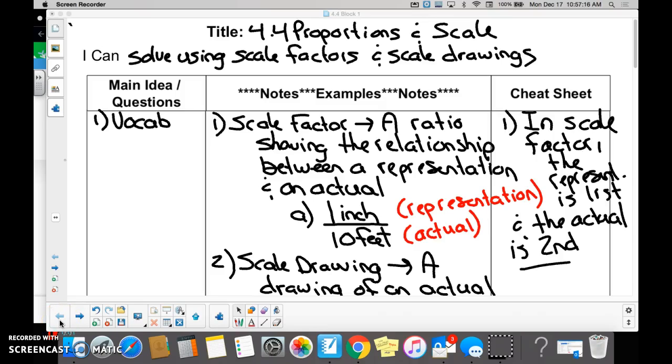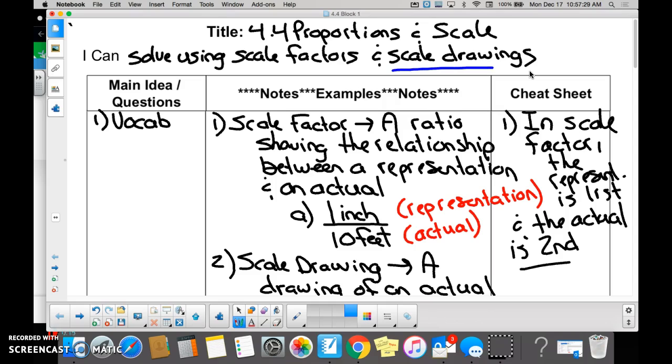Put full proportions in scale? I can. I can solve using scale factors and scale drawings. Excellent, Abby. Thank you. We actually did not give you any scale drawings. But really, if we understand what a scale factor is, a scale drawing is going to have that scale factor, and you're going to be good to go.